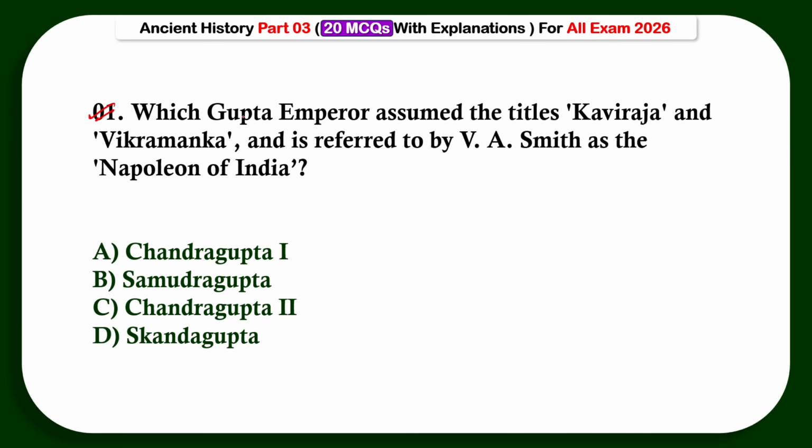So the question number 1, which Gupta emperor assumed the titles Kaviraj and Vikramanka and is referred to by V.A. Smith as the Napoleon of India? Option number B is the correct answer, Samudragupta.